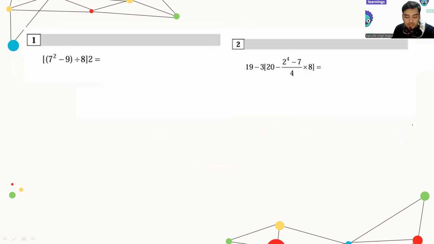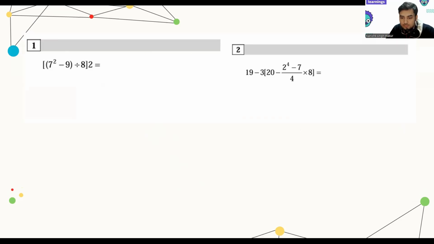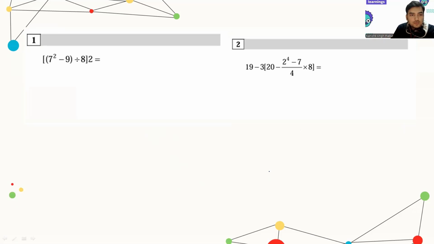So let's go ahead and do these questions also. So what we have here, a square bracket, and whatever the bracket is, the most inside bracket you'll be doing. Now we have again a power, so I'll write it first in the proper form.